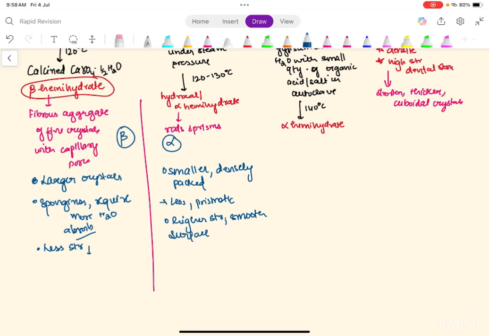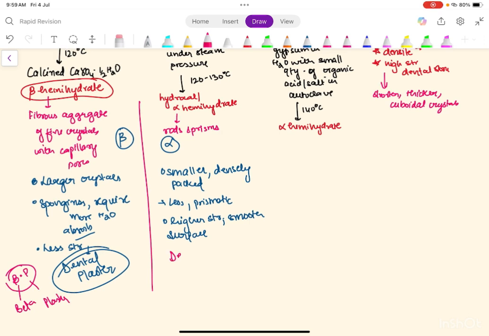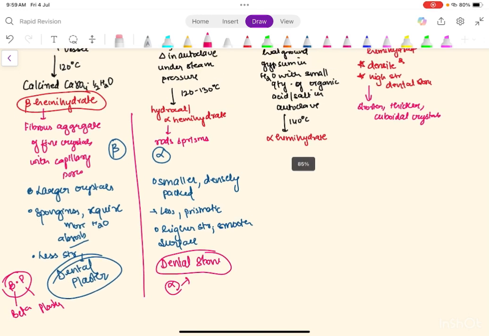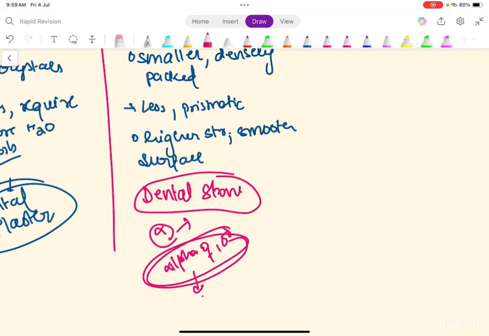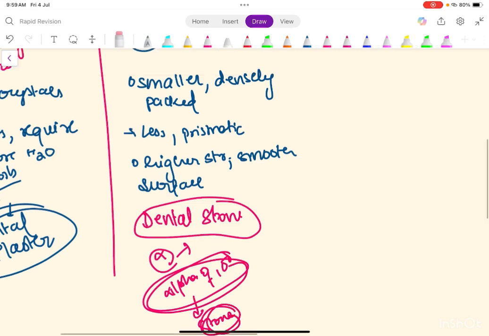This one is basically dental plaster, which you need to know because they often ask that in dental plaster, is it alpha or beta? So you should know that beta is plaster. Even if you forget, just remember BP, beta plaster. And alpha is dental stone. Even if you forget this, just remember that we have this trend of alpha males and females, right? So alpha is strong, like stone, high strength. That's how you can remember.